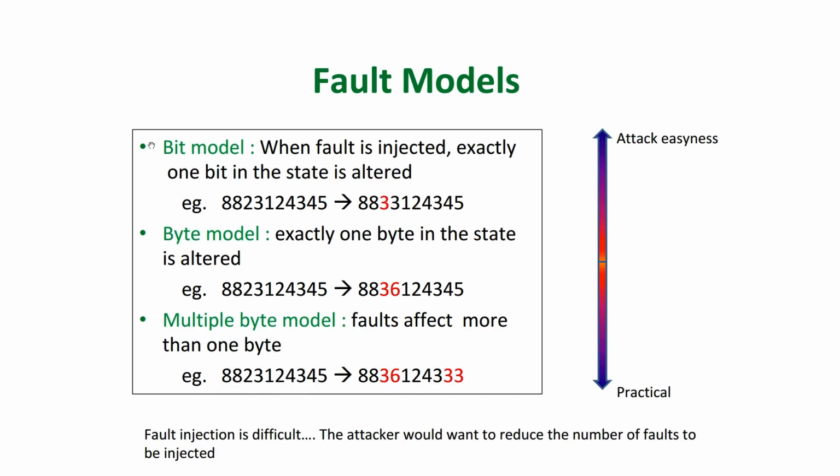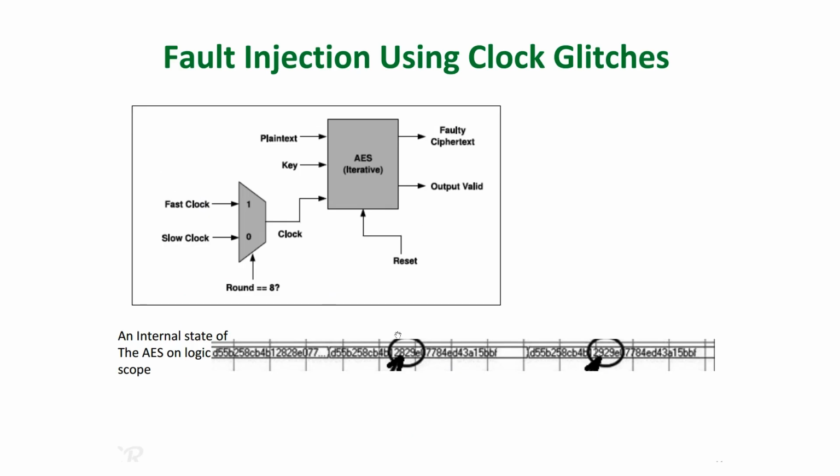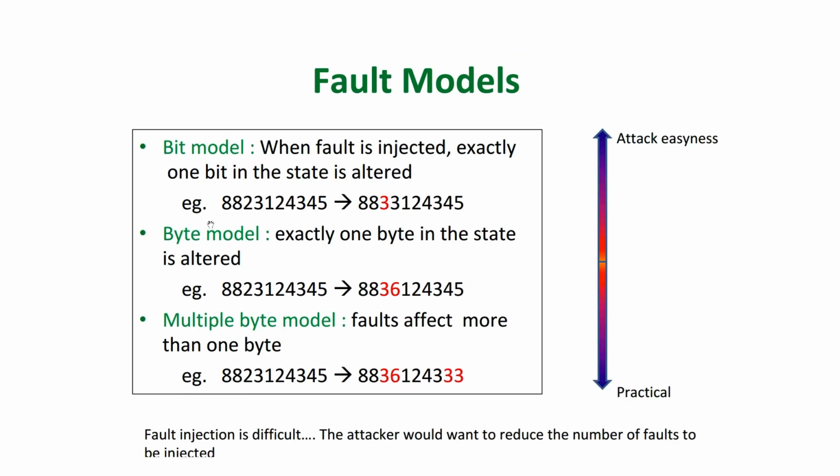So, there are various different types of fault models. The most common one is the bit fault model. We have seen a bit fault model over here, where exactly one single bit has been modified. A bit fault model, as an example, is seen over here. You have a state in the cipher which has a value 8823124345. In the bit fault model, we assume that the attacker is able to very precisely inject a fault. Rather, one byte over here has just been modified by a single bit. So, for instance, over here 23 has now become 33. That is one bit that has modified the state of the cipher. So, we call this a bit fault model.